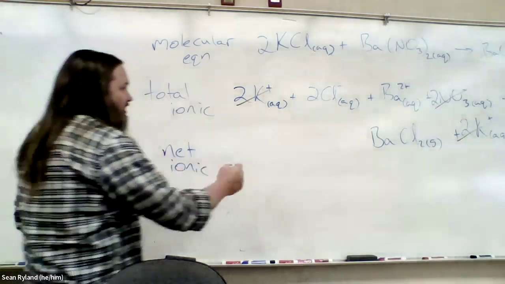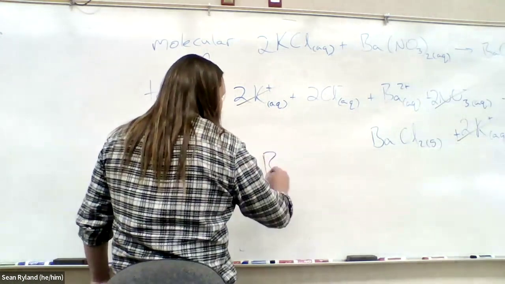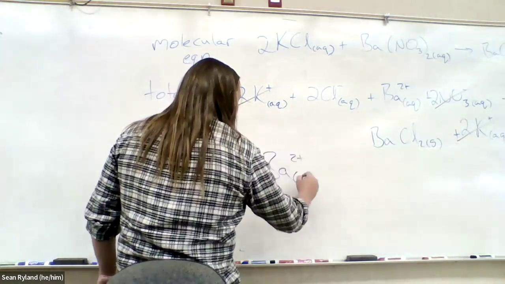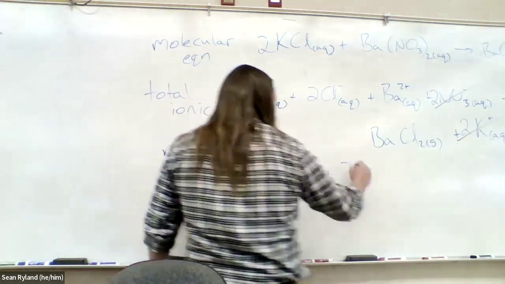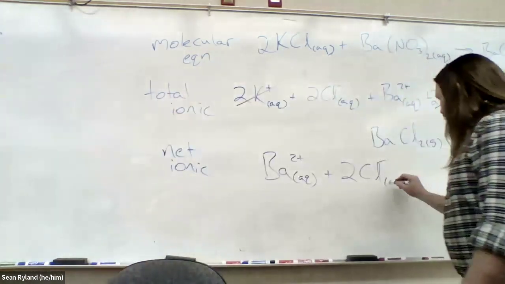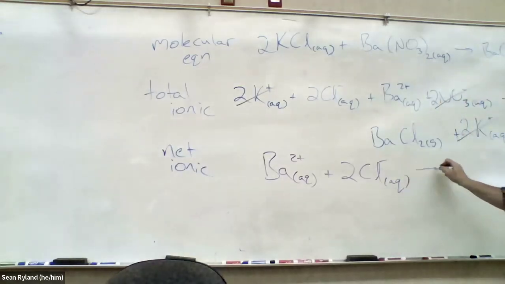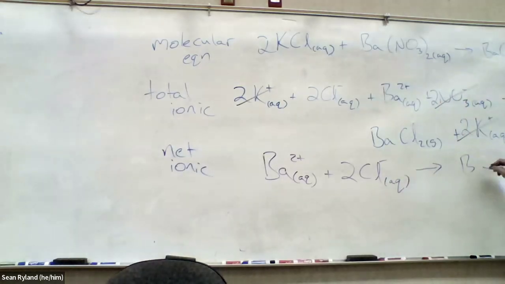So our net ionic then is just barium aqueous plus 2 chlorides aqueous makes barium chloride solid.